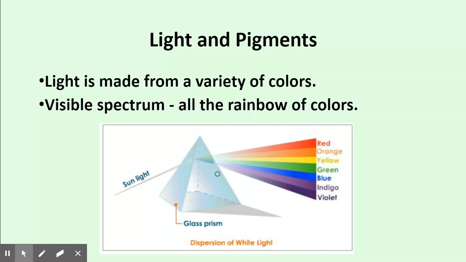Light is going to be very important because that's where the energy is going to come from. And there are a lot of different colors of light. The whole rainbow is called the visible spectrum. But we know plants, green light's very important. So different colors of light are going to give different energy for the plants.